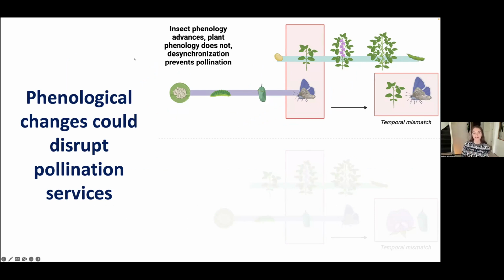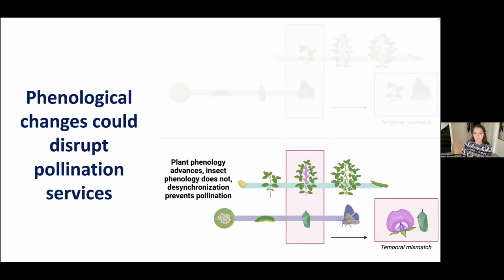But if insect phenology advances and plant phenology does not, we could get temporal mismatch. You can see here that if insects start developing earlier in the spring, but plants do not, by the time they're adults, the plant may not be flowering yet, and thus there's temporal mismatch, and this prevents pollination. The same can occur in the reverse, which is that plant phenology can advance and insect phenology may not. And this is, again, an example of desynchronization that prevents pollination.